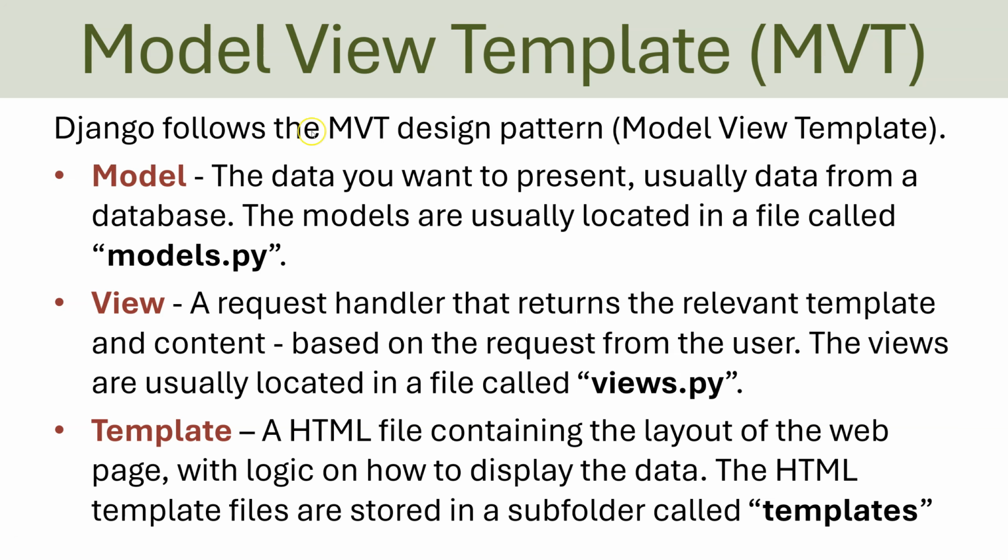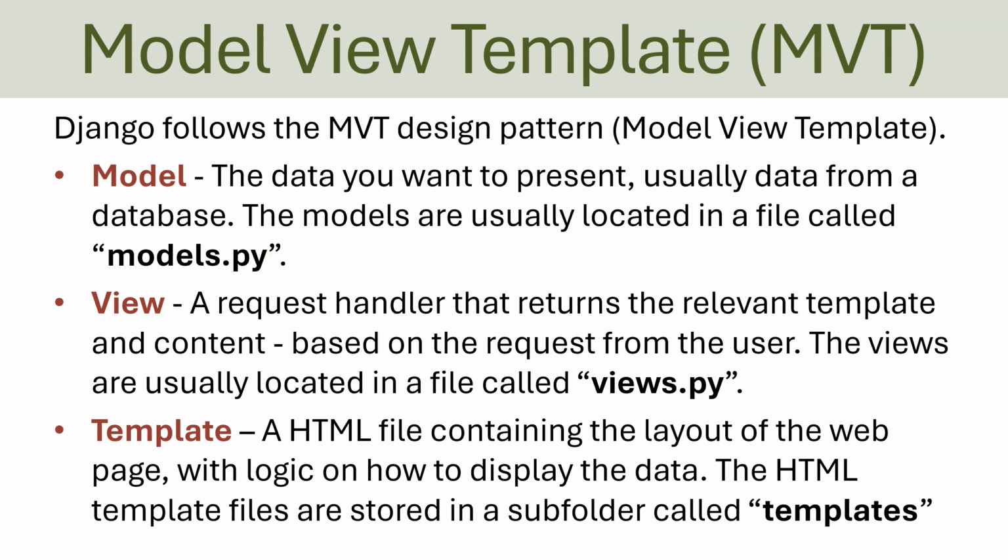So Django follows the so-called MVT design pattern. It's short for Model View Template. So in order to create applications in Django, we need to have focus on these three different parts, namely the model, the view, and the template. And the model is basically the data you want to present, usually data from a database. In our case, we will use PostgreSQL database as our database. And these models, because you can have, of course, many models in your application, is usually located in a file called models.py.